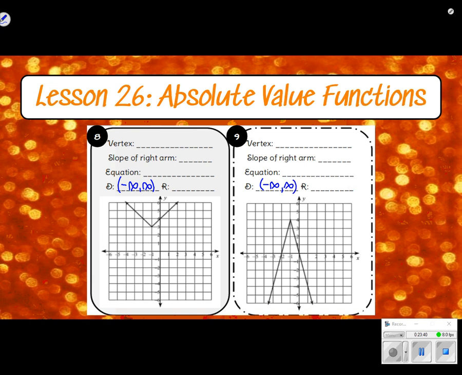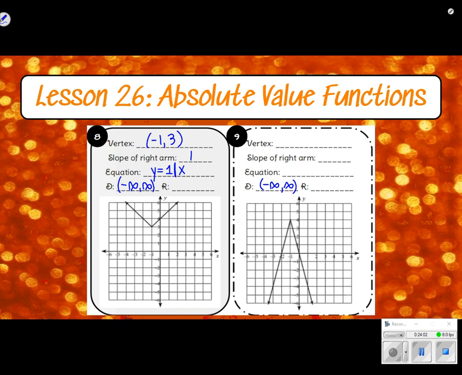All right, let's identify the vertex. For this one, it looks like (-1, 3). The slope of the right arm looks like a +1. Now, when we write this in our equation and you write your +1, you can write a 1 in front. I want to make that different than my absolute value bar. Or you could just leave it where there's no number written in front. That's okay too.